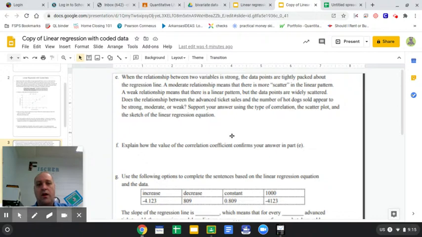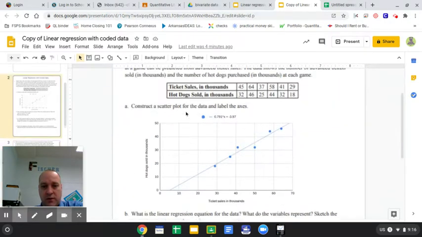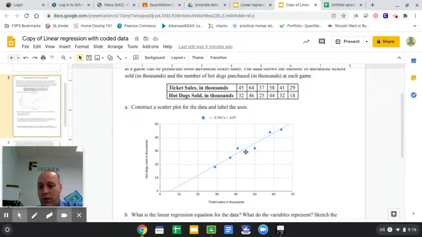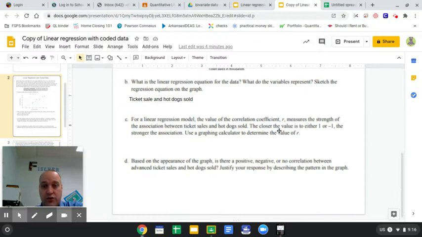All right, on the next question, when the relationship between two variables is strong, the data points are tightly packed about the regression line. A moderate relationship means there's more scatter. A weak relationship means there is a linear pattern, but the data points are widely scattered. Does the relationship between the advanced ticket sales and the number of hot dogs sold appear to be strong, moderate, or weak? So if I'm looking at this one, they're pretty packed right along that line. So I'm going to say it's strong.